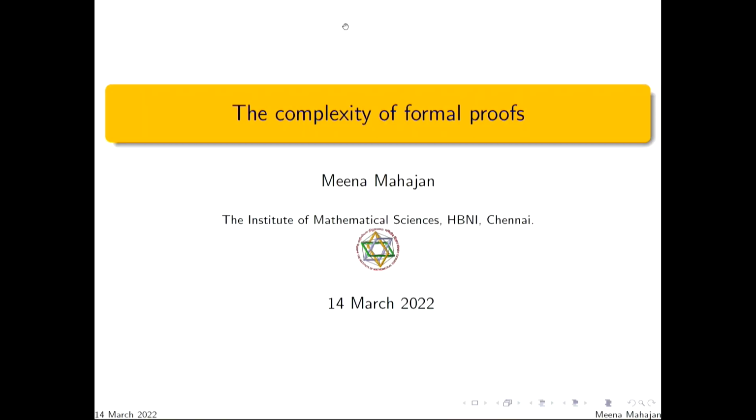Professor Meena: Thank you very much for the introduction and for the invitation to give a talk here in this series. So today I want to talk about the complexity of formal proofs. Proofs are the bread and butter of theoretical computer science, but formal proofs are something that I have been looking at only in the last decade or so, and I want to convey a little bit about what this area is about.